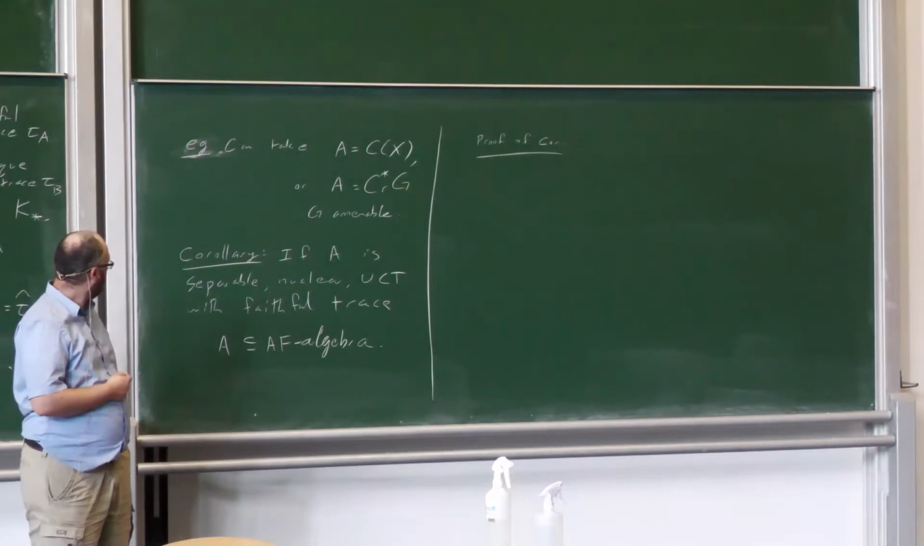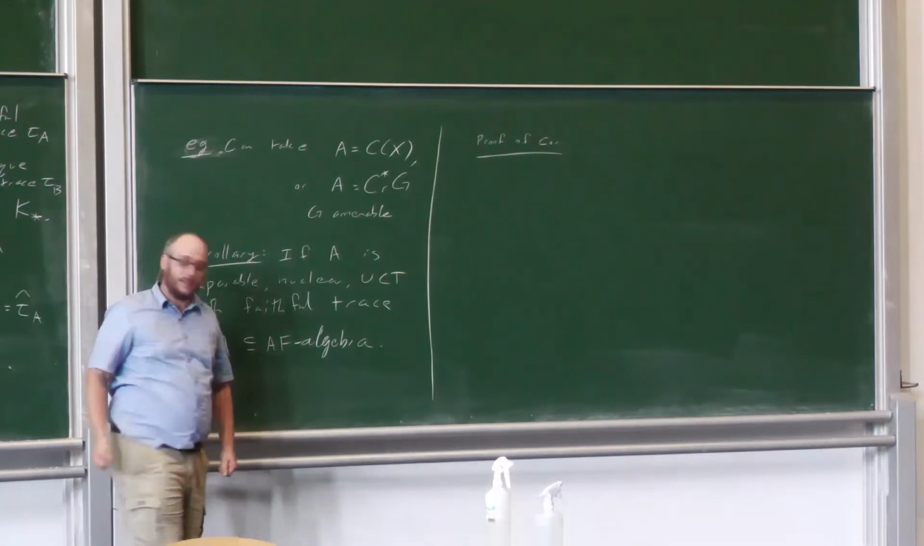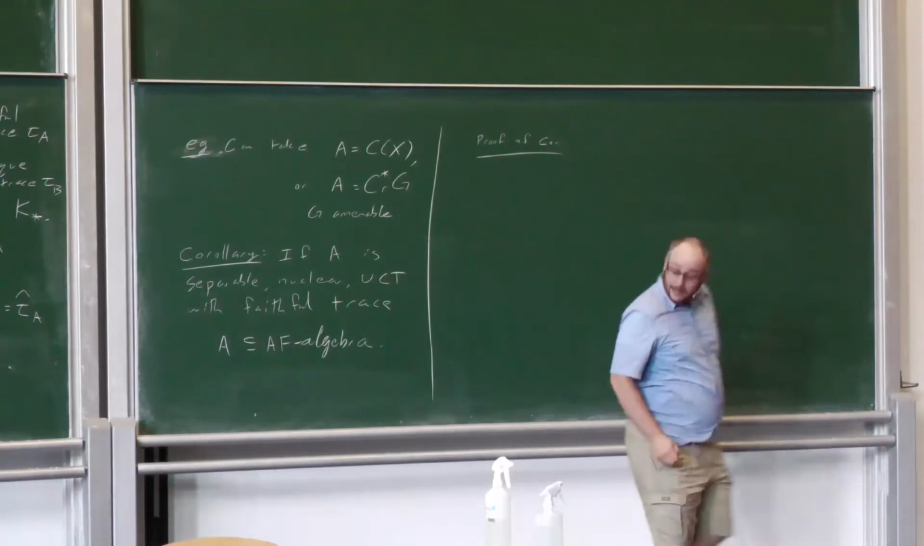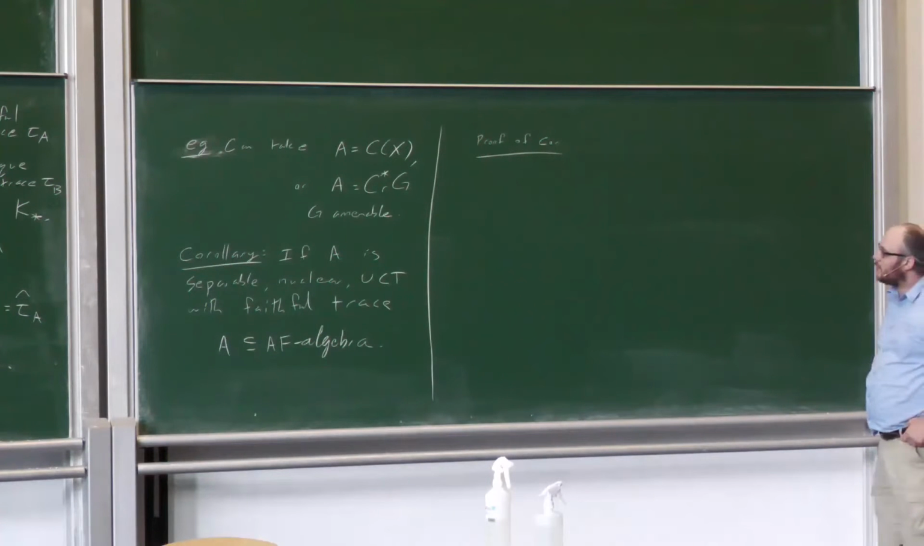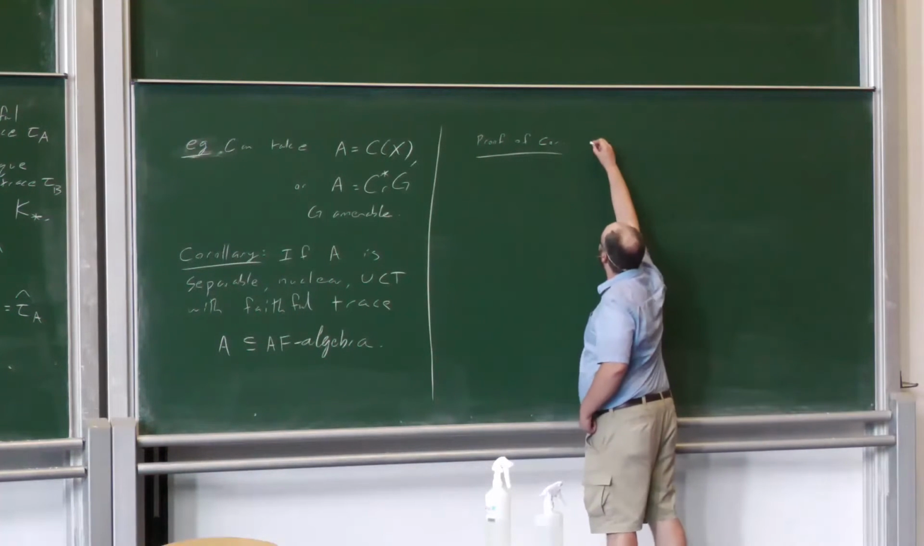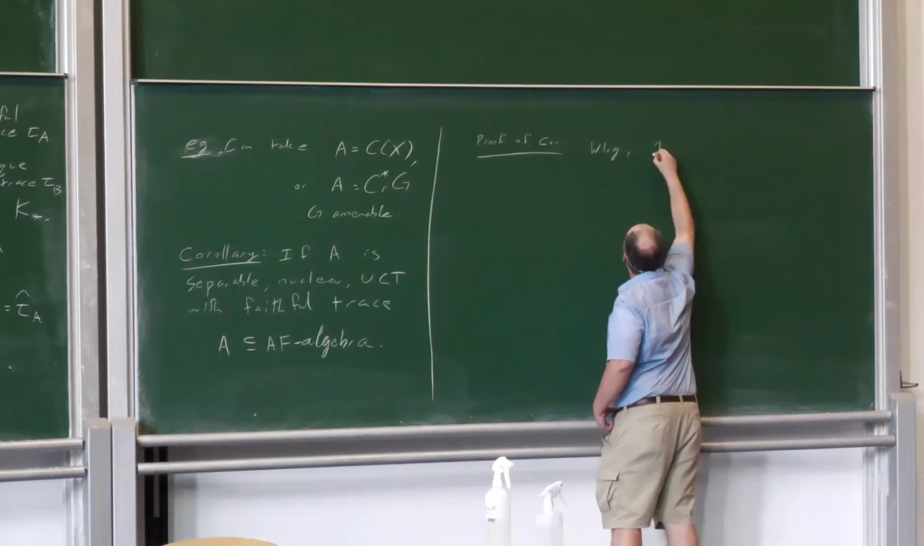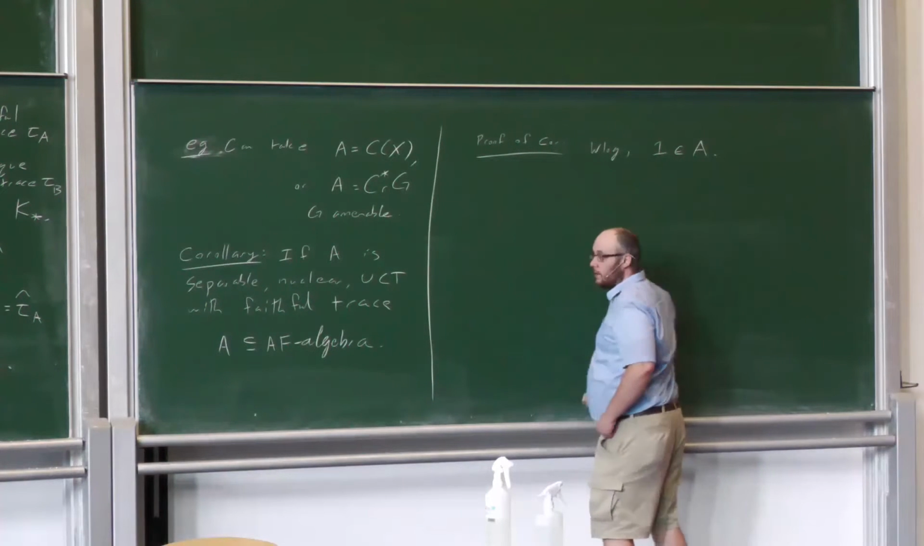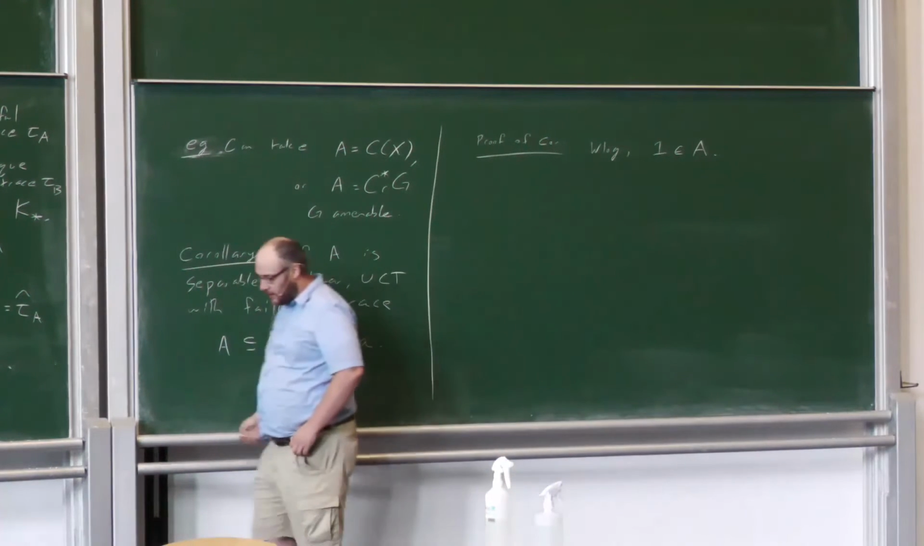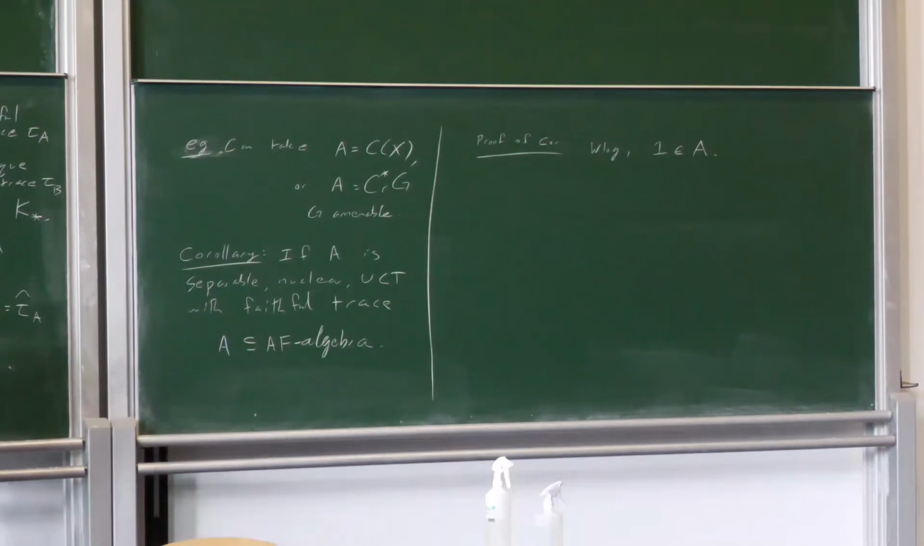So, I'll explain how to get the corollary from the theorem before I go on with the theorem. You can assume A is unital just by adding a unit. A embeds into its unitization, and the unitization will have all the same properties.